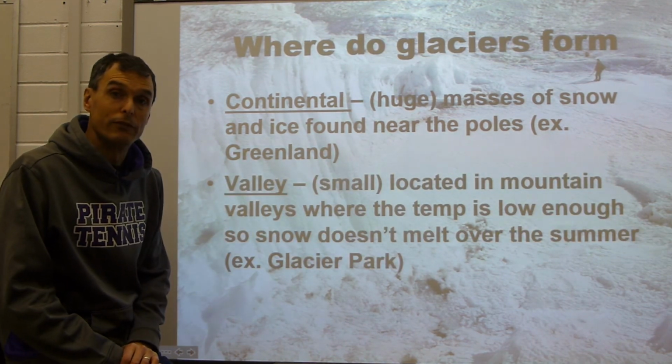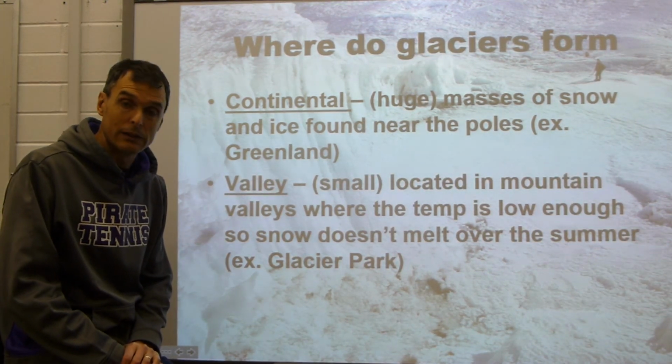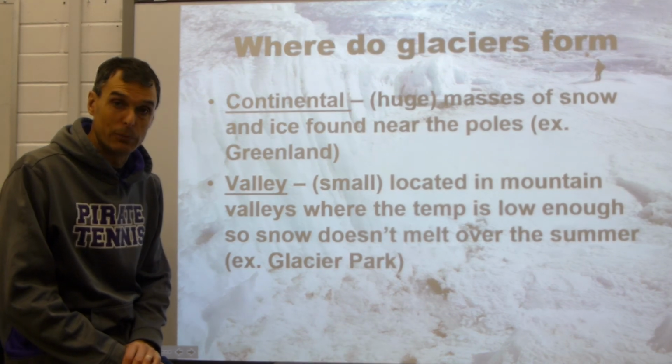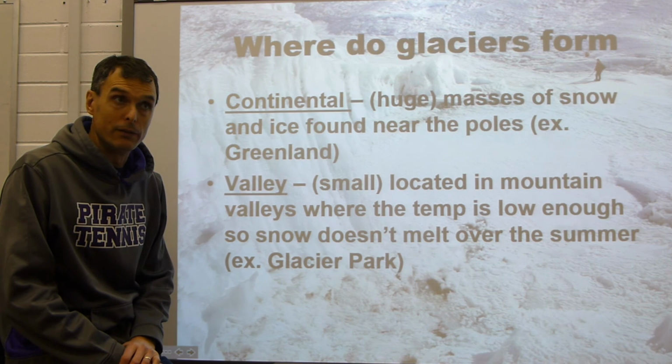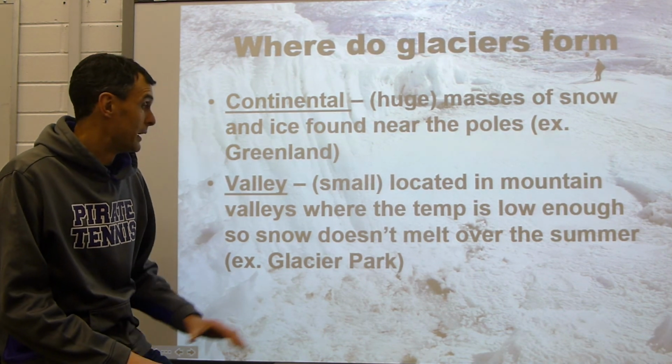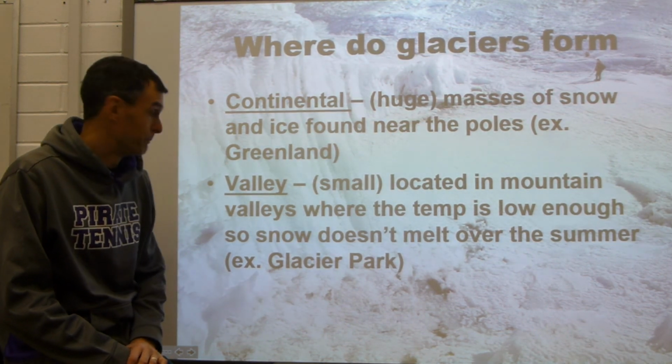The other type is what's called a valley glacier. These are much smaller. These are the ones we find in Glacier Park, the ones we find in Alaska, the few that we find in the Mission Mountains. These are our smaller ones. Okay?